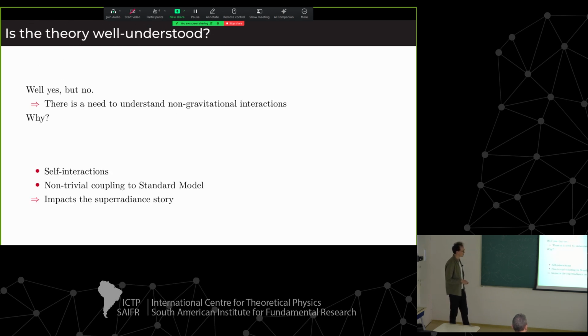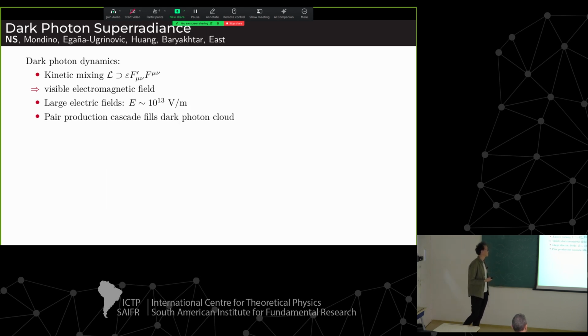Okay, so basically the question is, how do these additional couplings to the Standard Model affect the superradiance story? Here I'm going to focus on basically two different ways, and they're representative of what might happen in more complicated scenarios. These are the vanilla extensions, let's say, or the first non-trivial interactions.